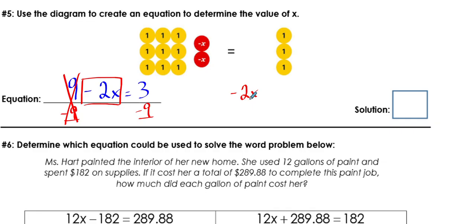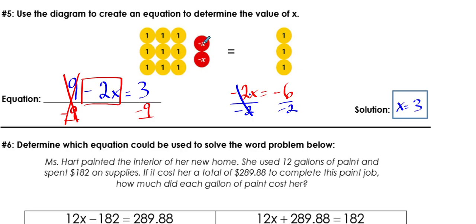I'm running out of room, so I'm just going to write it over here. Negative 2x is left there. And that equals 3 minus 9, which is negative 6. I have one last step here. I have multiplication. That's being multiplied. So the opposite of multiplying is going to be dividing. I'm going to divide by that negative 2 on both sides. That's going to give me x equals negative 3. Sorry, positive 3. It's a negative divided by a negative, so that's positive.